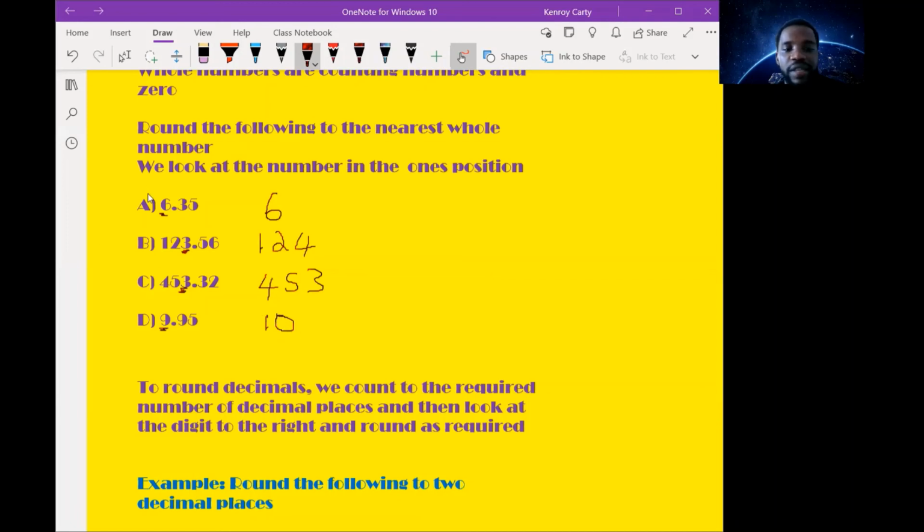Now, notice in all cases, the number in A in the ones position was 6. The number to the right was 3. 3 is in the tenths position. Likewise, 123.56. The 5 that determines what we do is in the tenths position. Very important to note there.